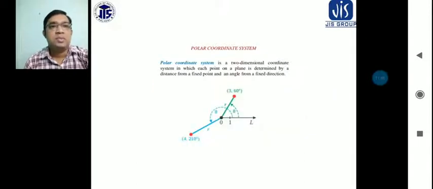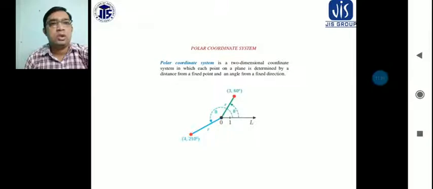You can see the polar coordinate system is considered according to r and theta, that is, the radius and angular displacement. The polar coordinate system is a two-dimensional coordinate system in which each point on a plane is determined by a distance from a fixed point and an angle from a fixed direction.